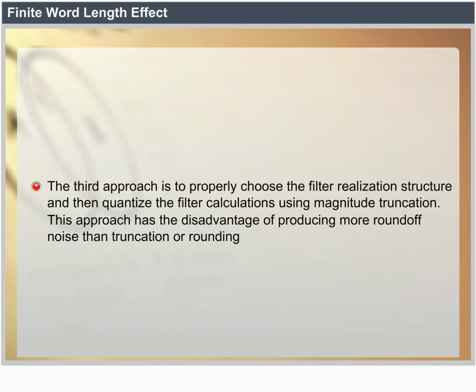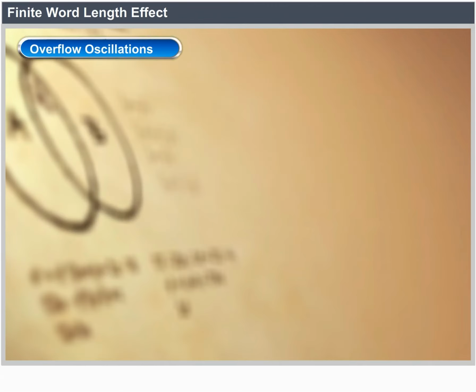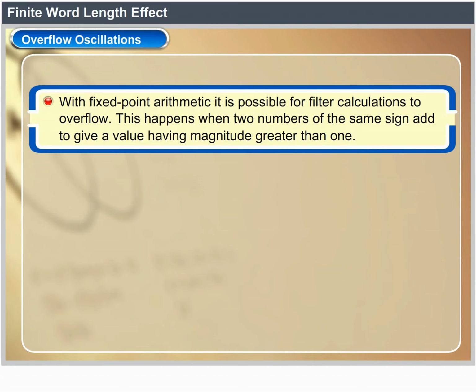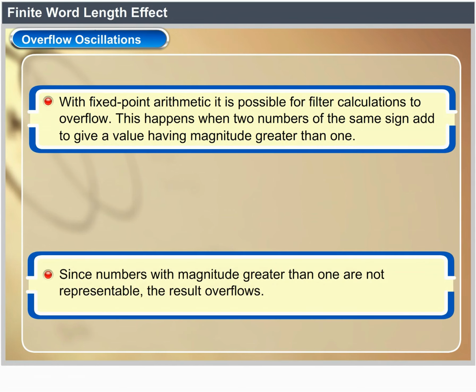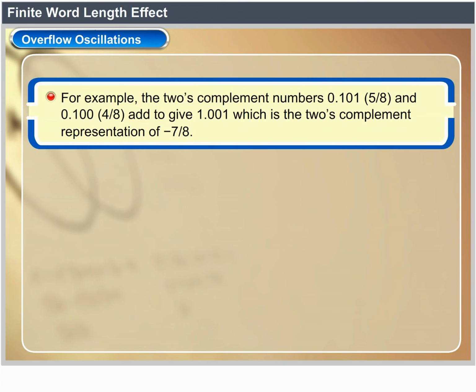Overflow oscillations. With fixed point arithmetic, it is possible for filter calculations to overflow. This happens when two numbers of the same sign add to give a value having magnitude greater than 1. Since numbers with magnitude greater than 1 are not representable, the result overflows. For example, the two's complement numbers 0.101 (5 by 8) and 0.100 (4 by 8) add to give 1.001, which is the two's complement representation of minus 7 by 8.